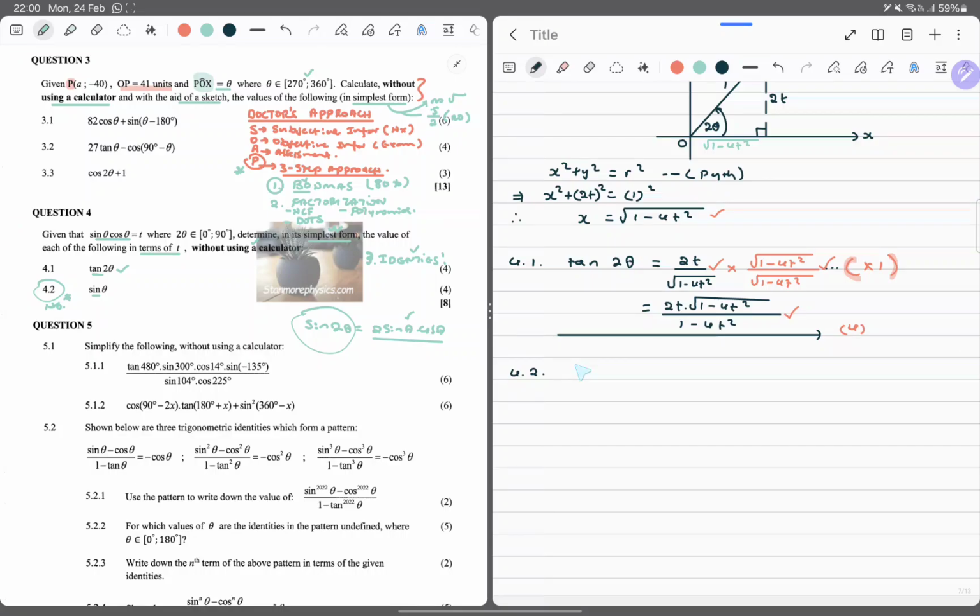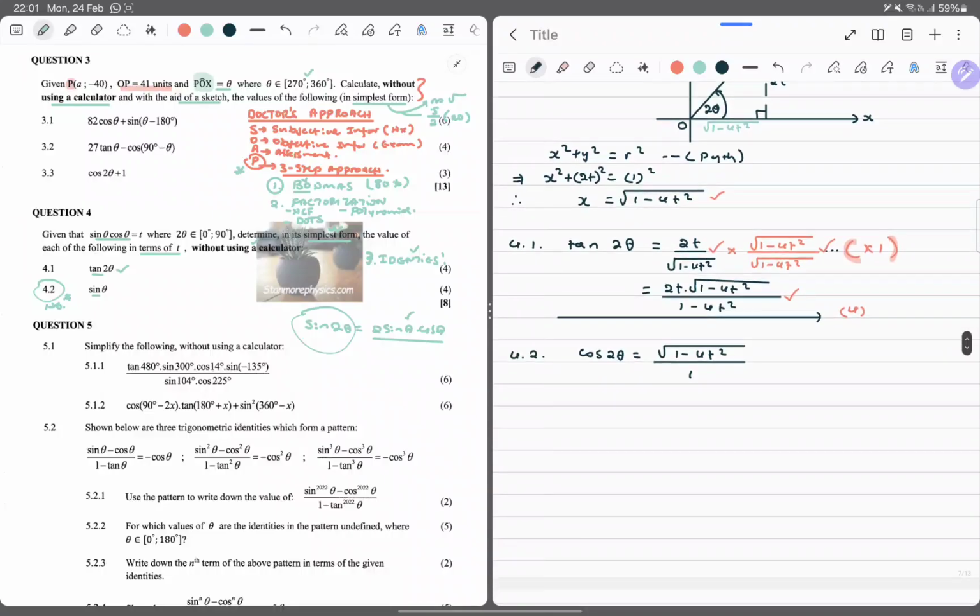Anyway, so we know that cos of 2 theta is essentially going to give us the adjacent, which is the square root of 1 minus 4t squared, divided by the hypotenuse, which is 1. Okay, easy. Now, what are we doing here? We know that cos of 2 theta is nothing but 1 minus 2 sine squared theta. Can you see? So this is as good as just 1 minus 4t squared.